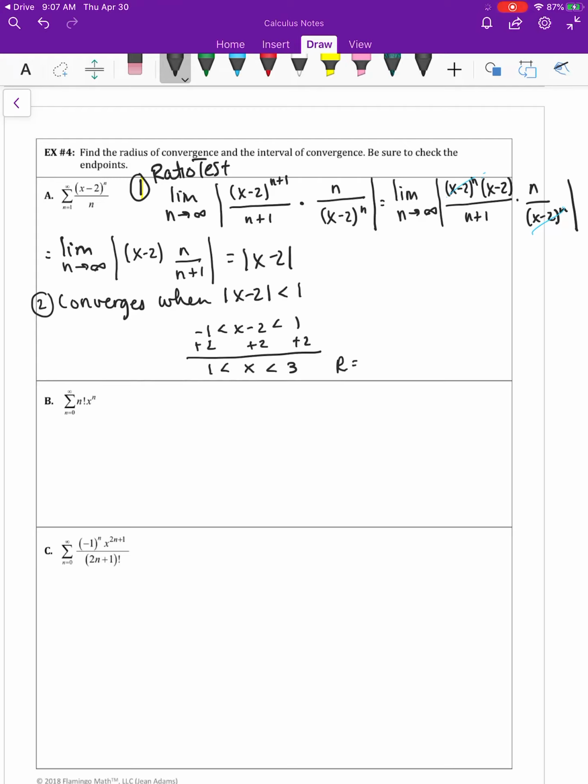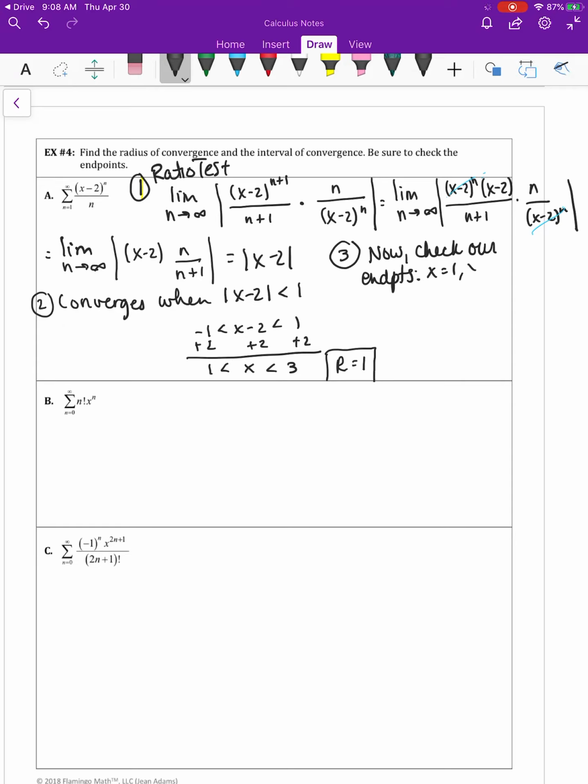And now we can tell what our radius is. Because this is a total distance between 1 and 3, a total distance of 2, our radius has to be 1. So our radius of convergence is 1, because it's 1 away on either side. If it's a total distance of 3 minus 1, which is 2, then it's 1 away from the center on both sides. So that's your radius.